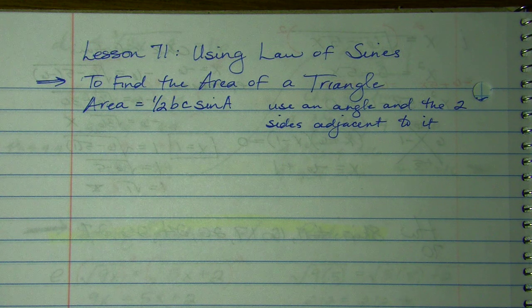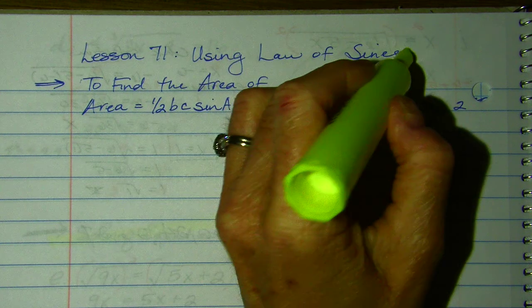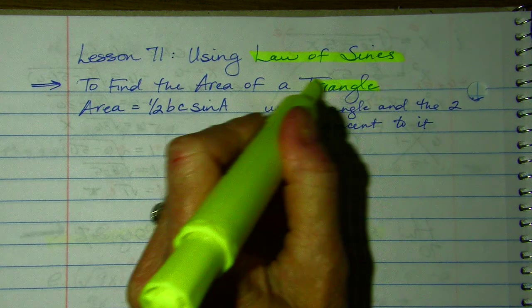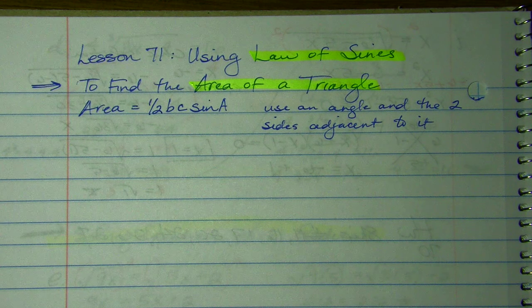Good morning, Algebra 2. We are going to cover Lesson 71, and Lesson 71 is on the law of sines. The law of sines can be used for two things. We're going to use it to find the area of a triangle, and we're going to use it to solve a triangle. So we're going to start with area.